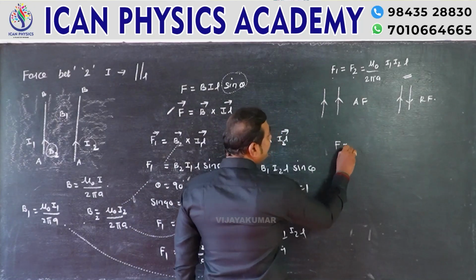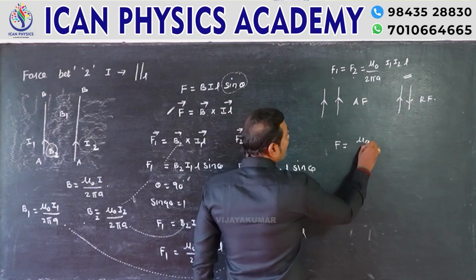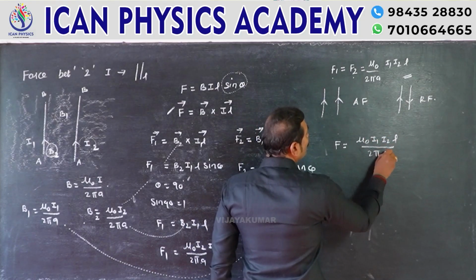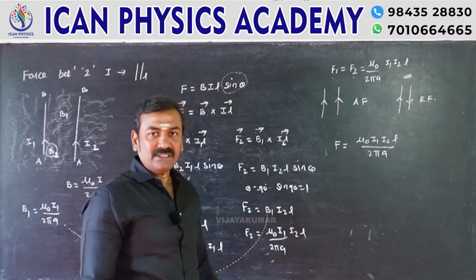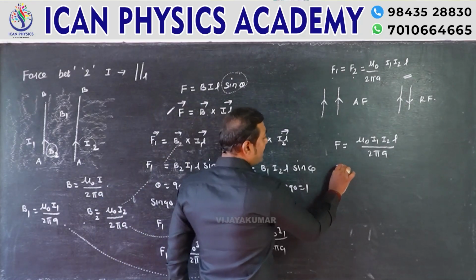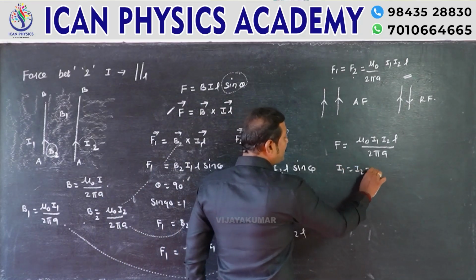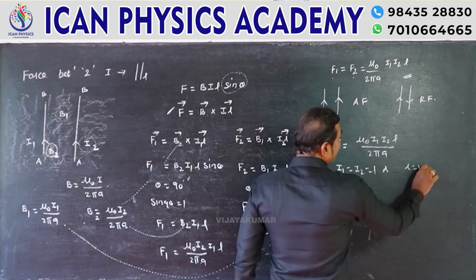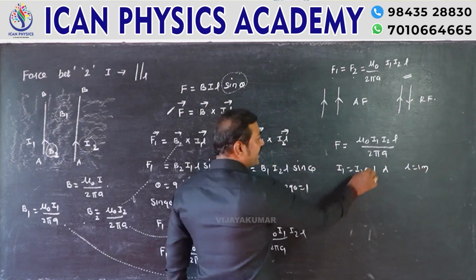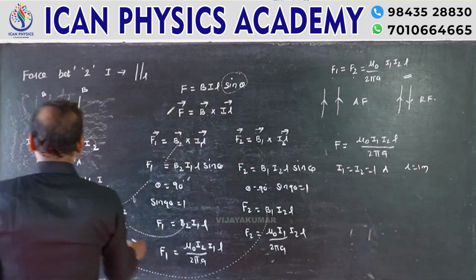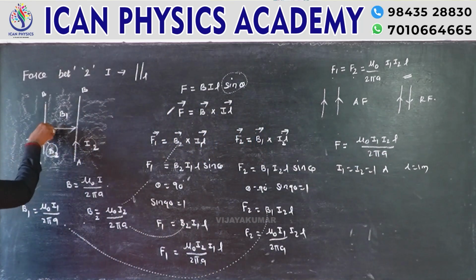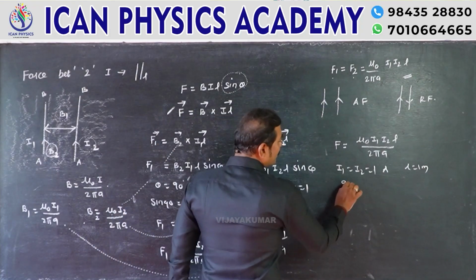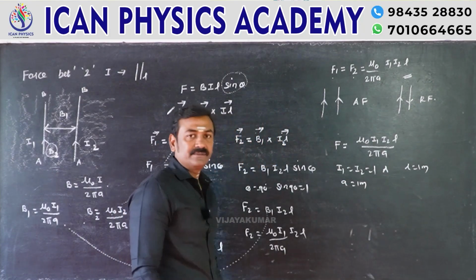So in general, F equal to μ0 I1 I2 L by 2 pi A. Now we will apply a condition: I1 equal to I2 equal to 1 ampere, then L equal to 1 meter. Yes, A. So what is A? A is the separation between the two current carrying conductors. So A equal to 1 meter.